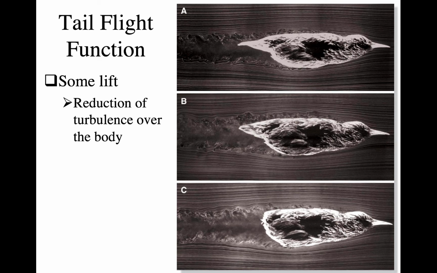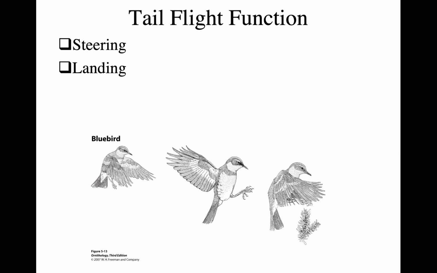I'll be honest, I don't really see it that much in the pictures, but I'm assuming they got some mathematical ways of quantifying this, and so I trust that the tail does serve that function to some degree. But clearly one of the things that the tail does is help in steering. As a bird is moving through the air, it acts as a rudder and helps them to steer.